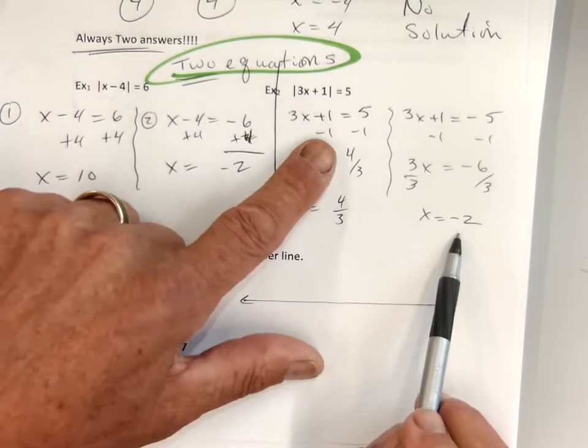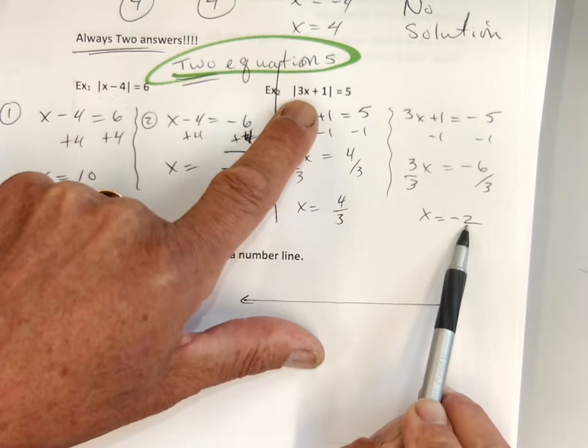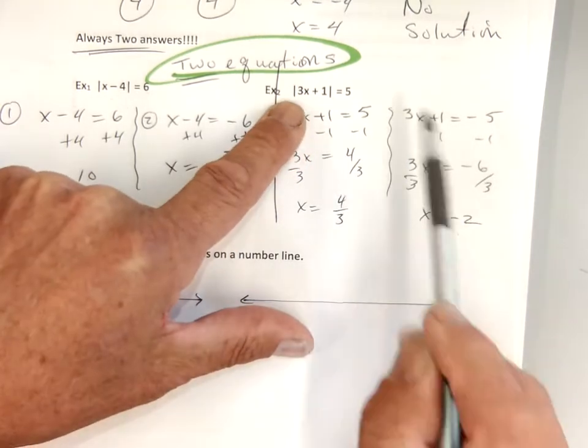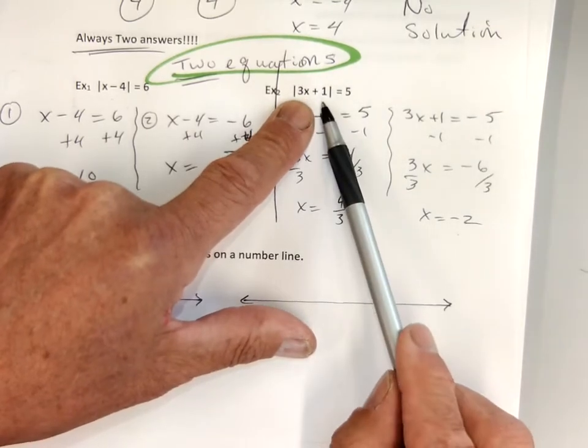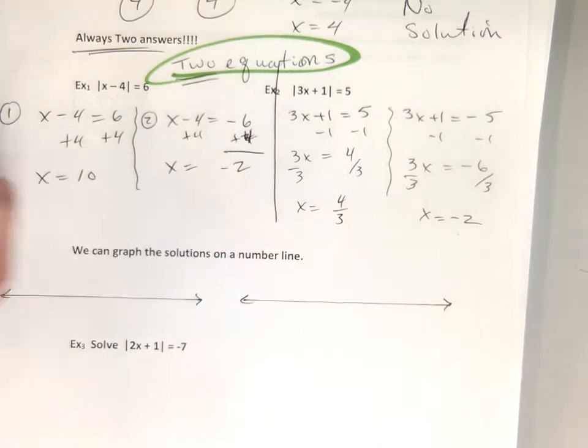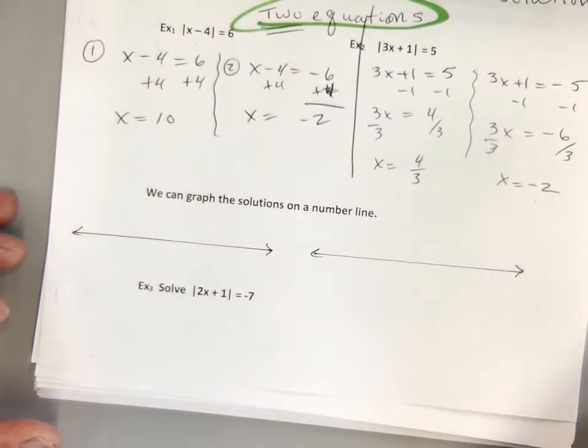In fact, the negative 2 is always worth putting in, because 3 times negative 2 is negative 6, right? Put that right in there, just to check it. Negative 6 plus 1 is a negative 5, but the absolute value of negative 5 is a 5, right? Okay, cool. So you can also graph these.